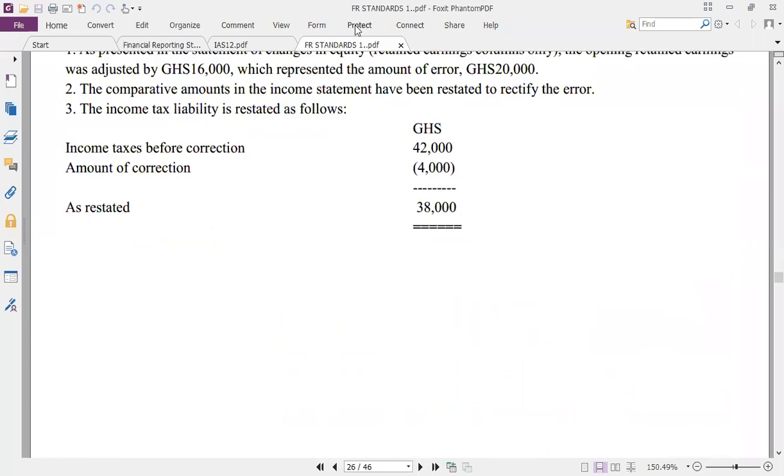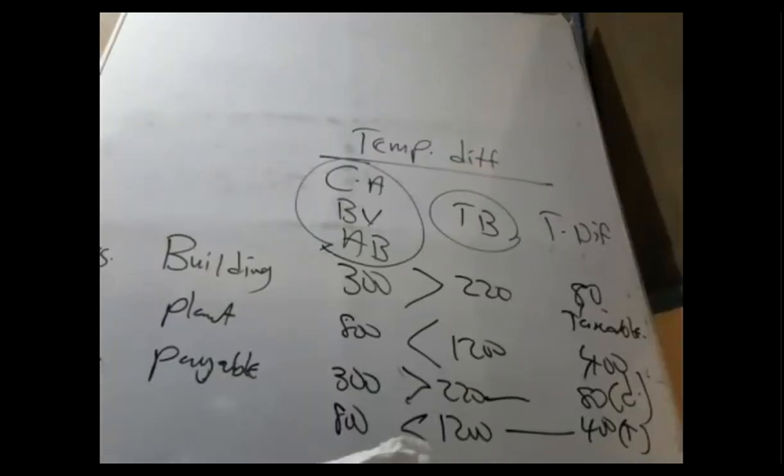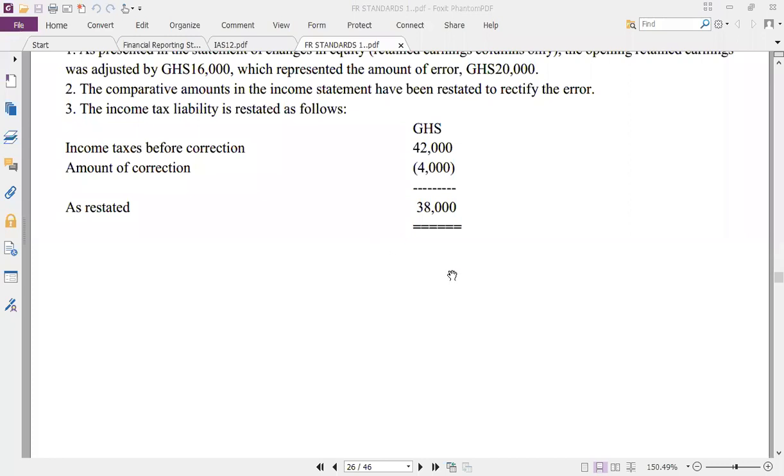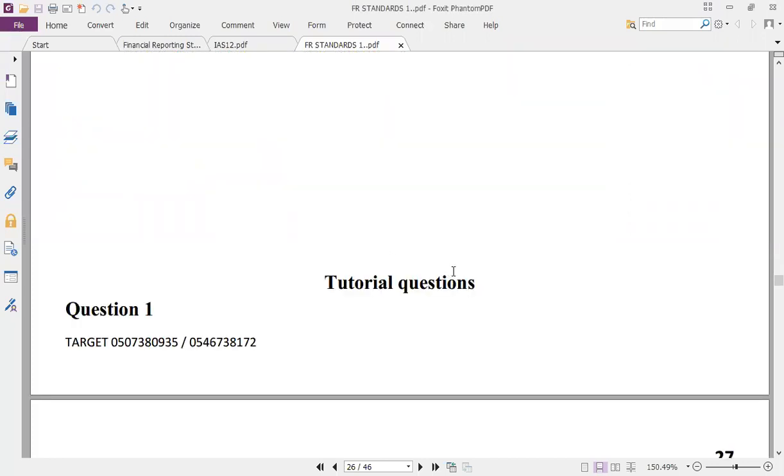Now, the one issue is this. We said that the deferred tax is just the temporary difference times the tax rate. Now, the tax rate must be either the current tax rate or a tax rate subsequently enacted by the government. Great, so that is the tax rate that we are interested in.